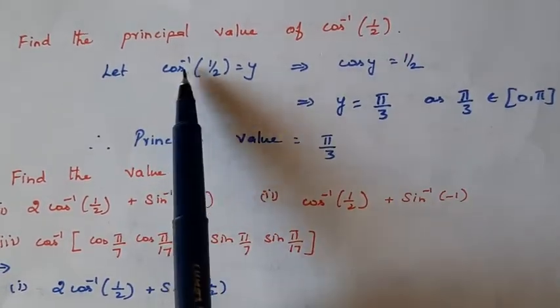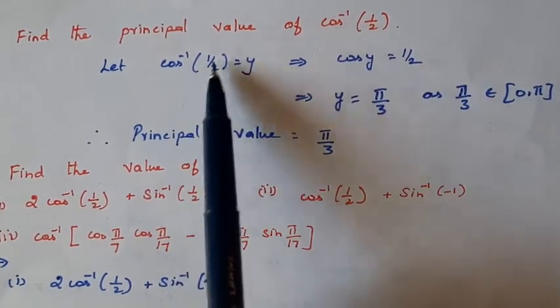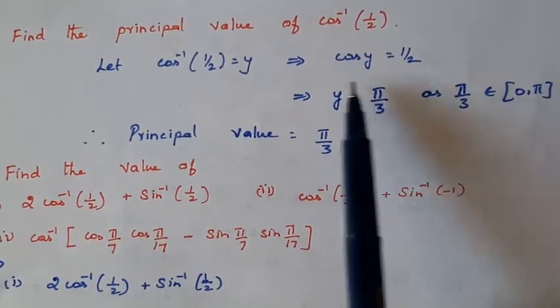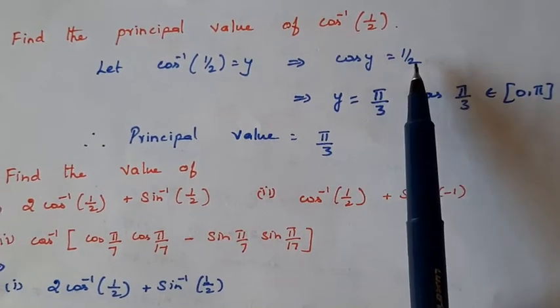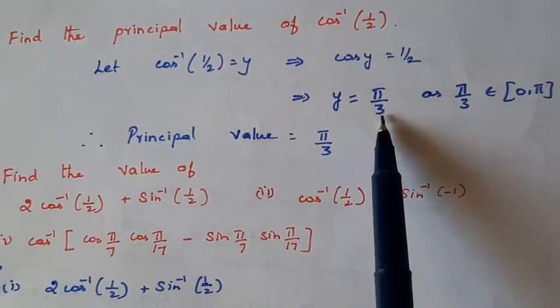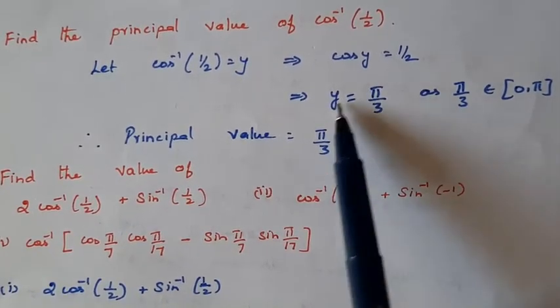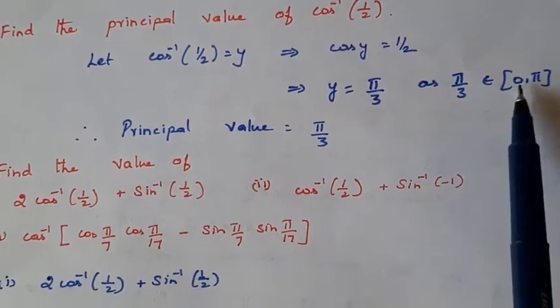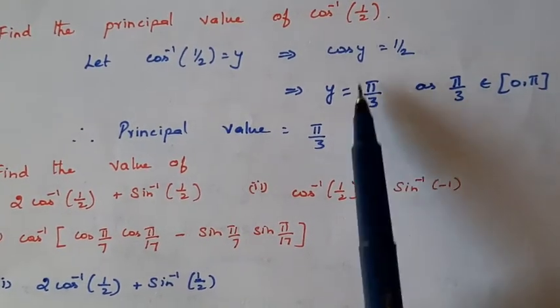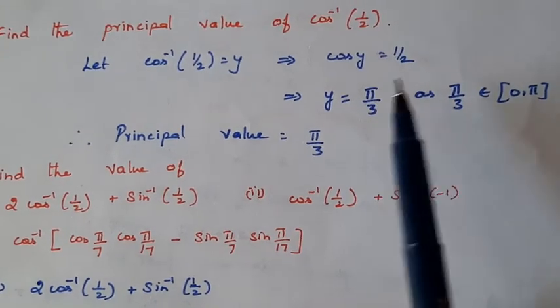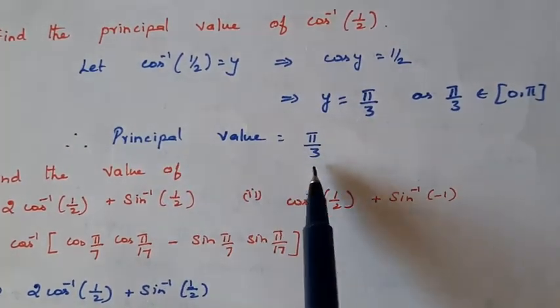Let us take this to be y, so that by definition cos y is equal to 1 by 2. You know that cos 60 degrees is 1 by 2. Therefore y is equal to, expressing it in radians, pi by 3, and pi by 3 belongs to the closed interval 0 to pi. As it lies in the first quadrant, it is the principal value, and therefore the principal value is equal to pi by 3.